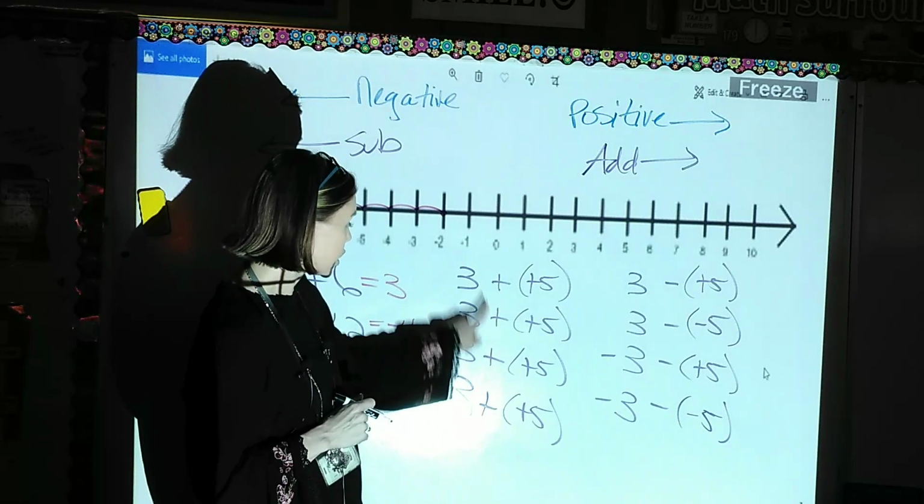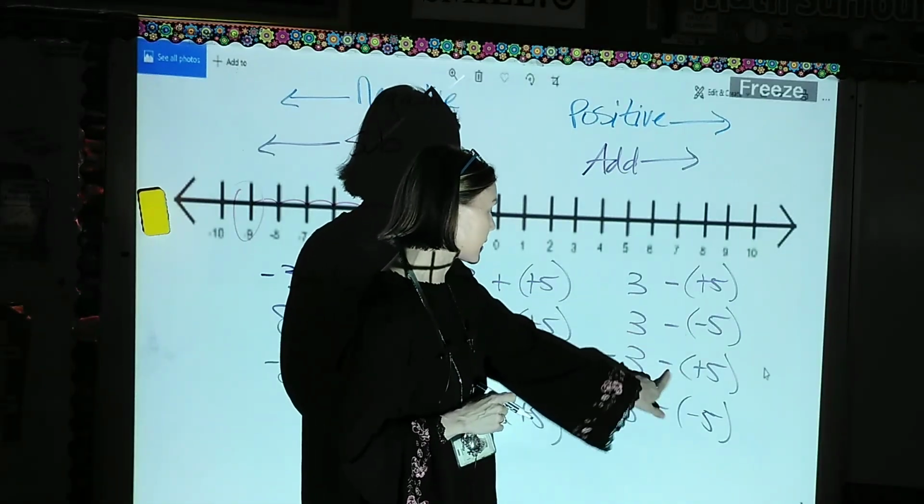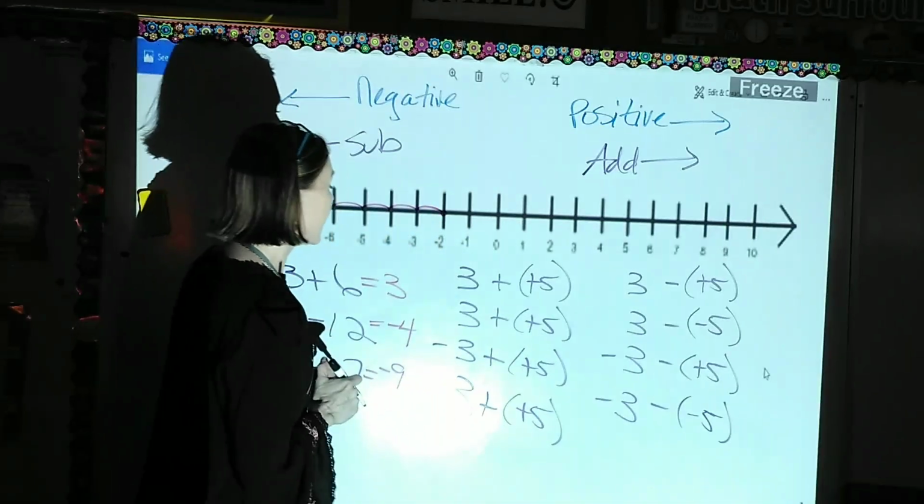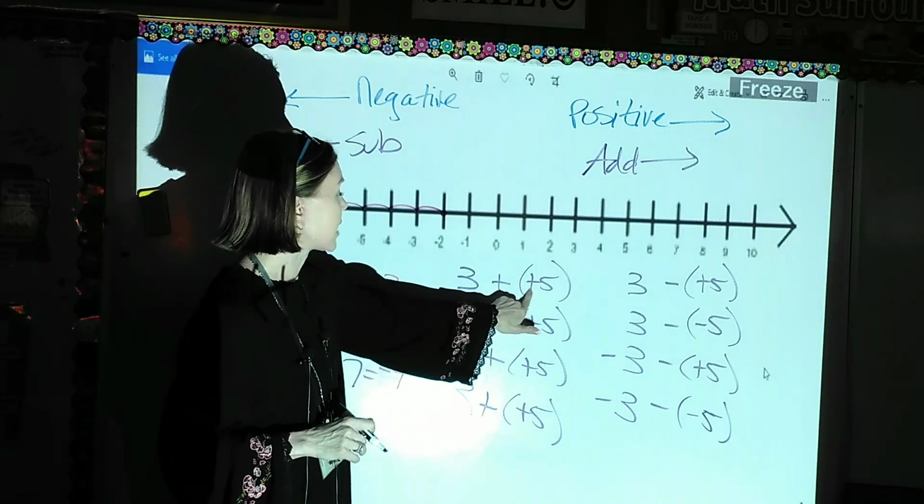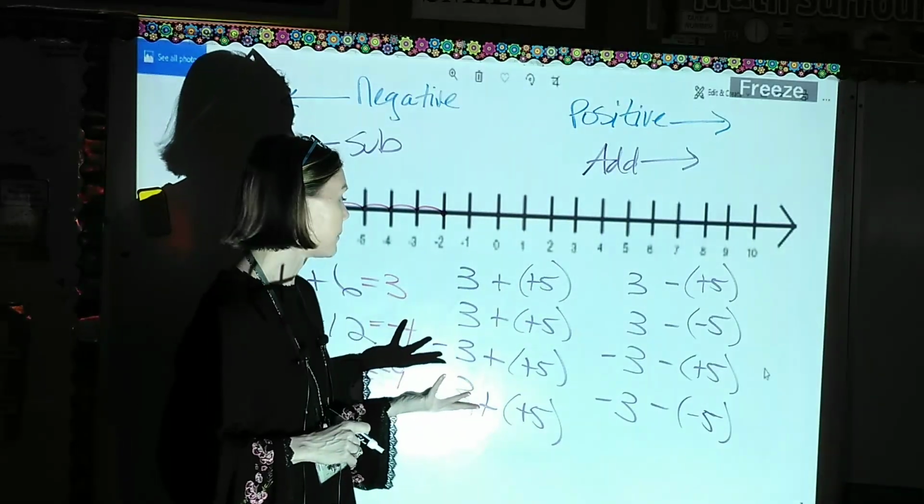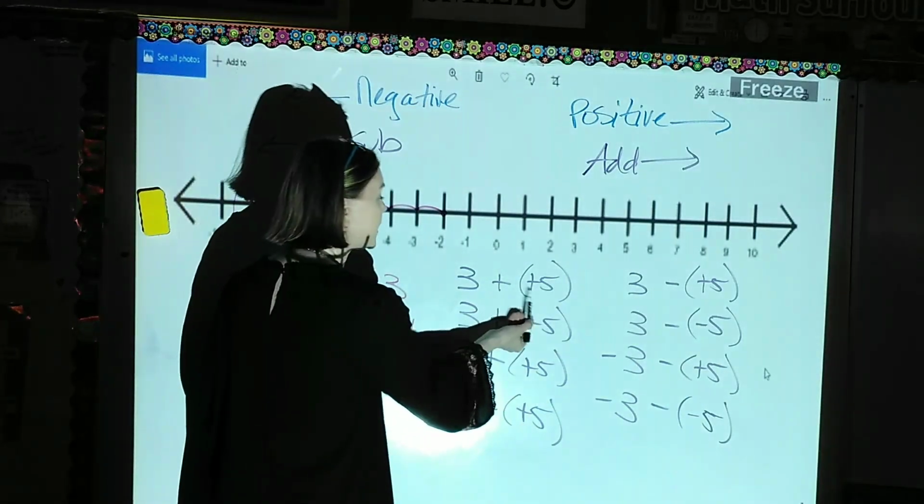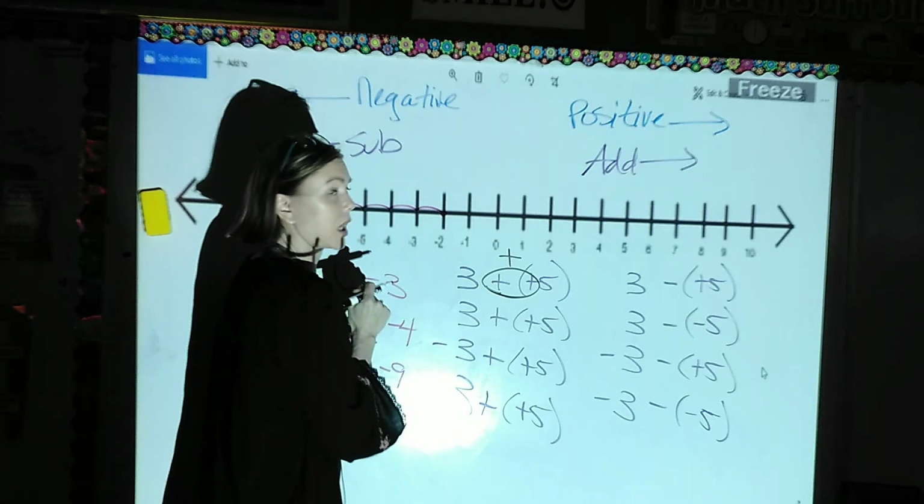Now, I want to draw your attention to what I have here. We have addition, and we have subtraction, subtract, subtract, subtract. And each of these answers are going to be different. I want to draw your attention to the 2 symbols in the middle between the 2 numbers. When you have 2 of the same symbol, you're going to circle that and put a plus.